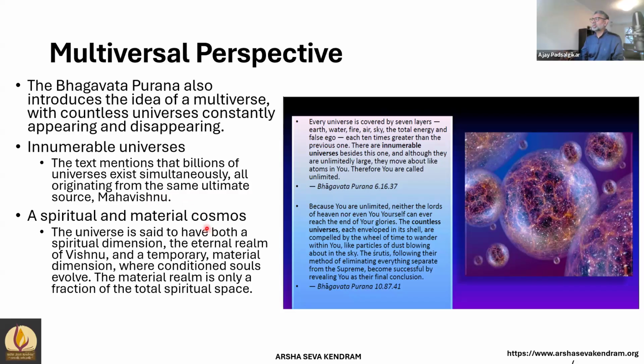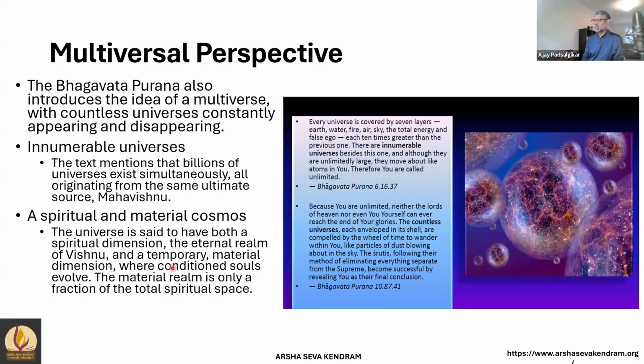And it talks about a spiritual material cosmos. So it is a combination of the two, the spirit and materials happening at the same time simultaneously. And the material realm is only really a fraction of the total spiritual spaces. Now, these are the actual verses in the Bhagavata Purāṇa which talk about these multiverses.